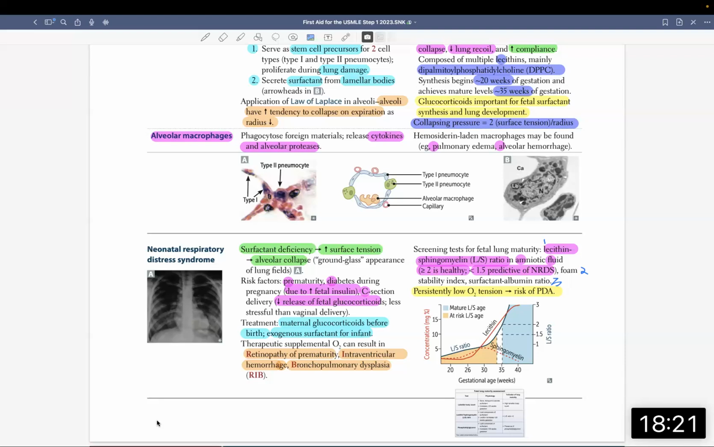And what is the surfactant albumin ratio? Is there any ratio for that also? There's no number, but we're just comparing the surfactant to albumin. Surfactant will be like lecithin, right? I would say it's like a glycerol, fatty acid compared to the albumin.